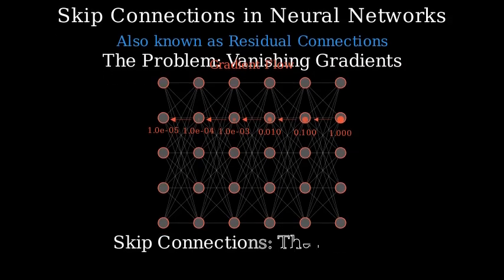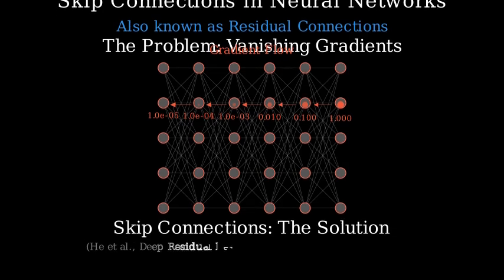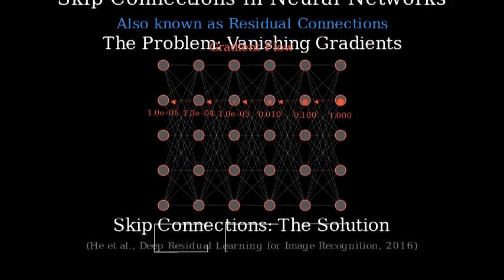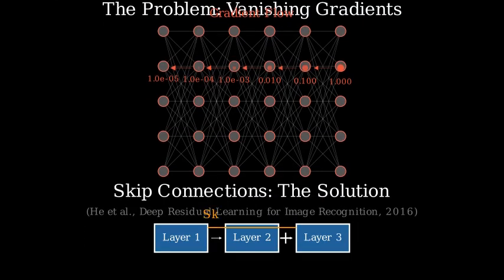This is where skip connections come into play. Skip connections, also known as residual connections, were introduced in the ResNet architecture. The basic idea is surprisingly simple. We take the output of a layer and add it to the output of a layer further down the network. This creates a shortcut path for gradient flow during backpropagation.